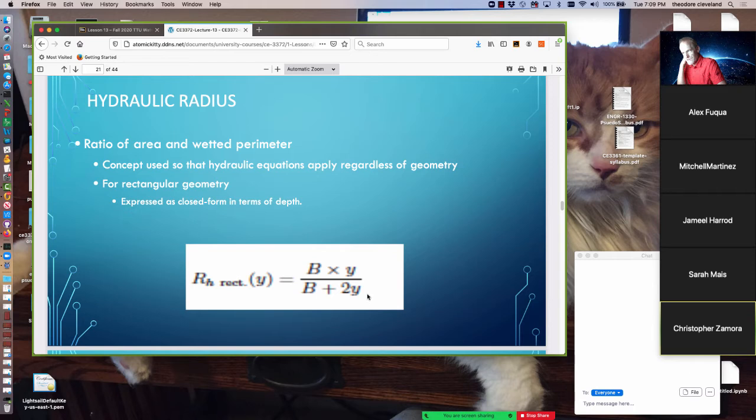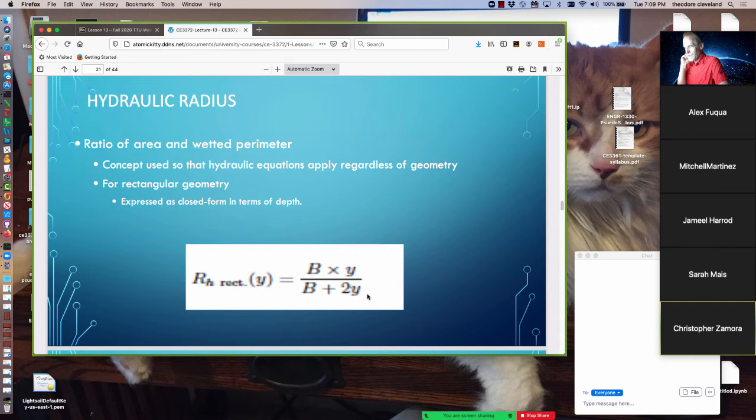In the denominator, we would have 100 feet plus 2 times 2, which would be 104. That's practically 100. So we could neglect the 2y in the denominator and find out that the hydraulic radius is approximately equal to by divided by b. Cancel the b's. The hydraulic radius is approximately equal to the flow depth for very wide channels. Keep that in mind, for very wide channels.